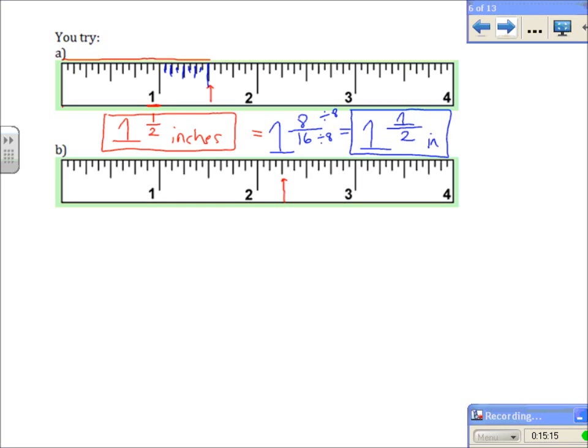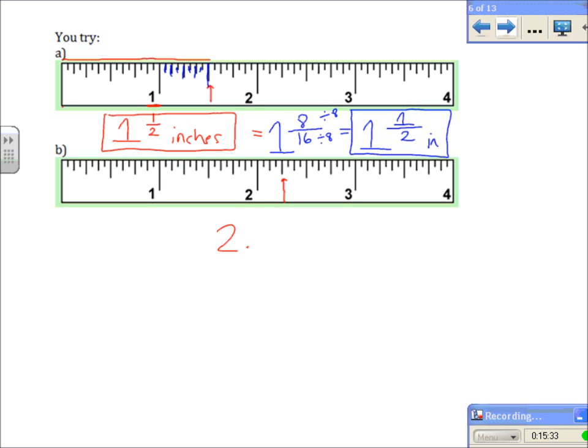Let's do the next one. This time I've got my red arrow just past the 2, not all the way to the 3, so I know this is 2 whole inches, and then a fraction of an inch. What is that fraction? I want to figure it out. Again, there's 2 ways that you could approach this question.